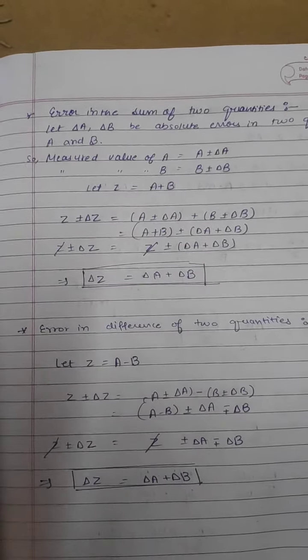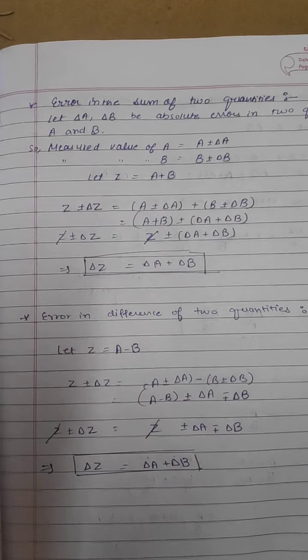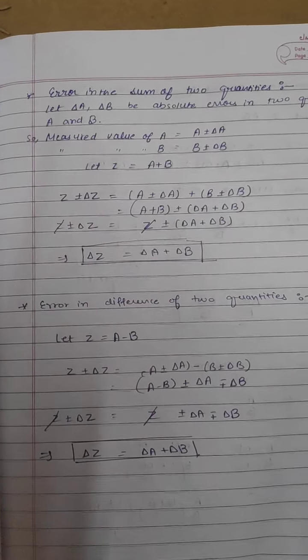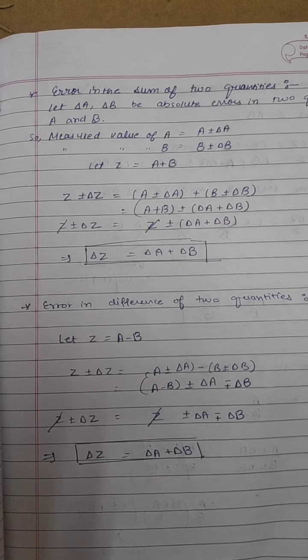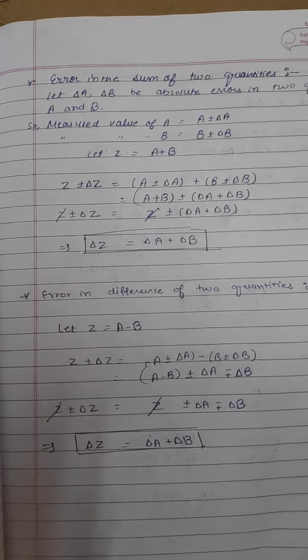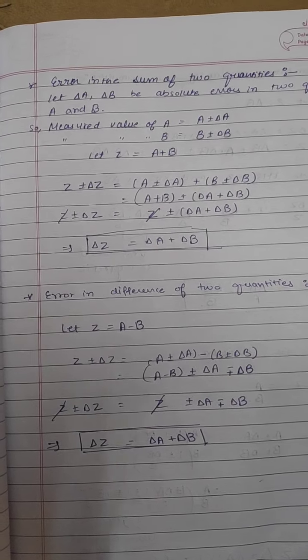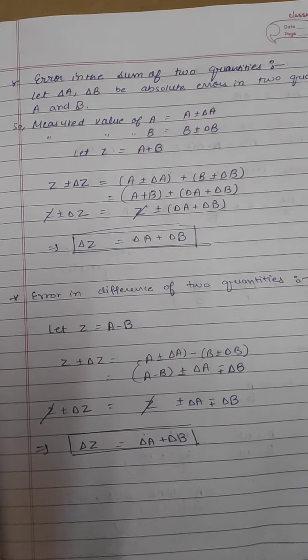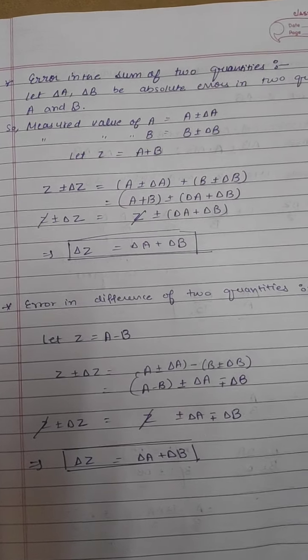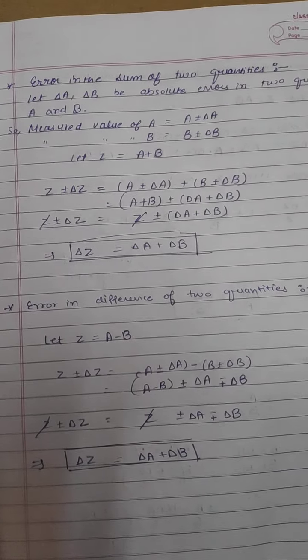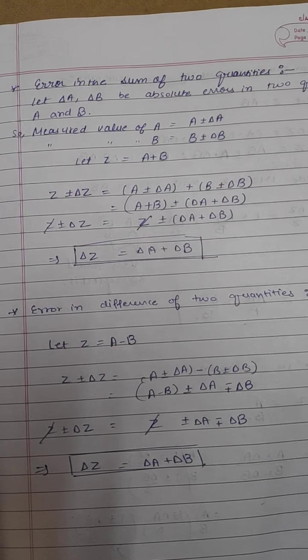What is A here? A is the true value and delta A is the maximum error that can come. It can be added to or subtracted from the true value. Similarly for B, we can write B plus minus delta B. And what is Z? Z is the sum of these two quantities, A plus B.